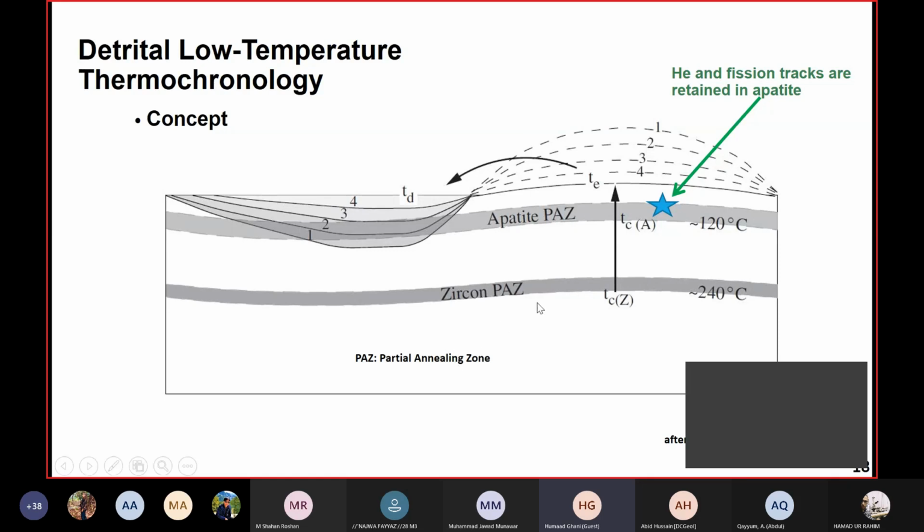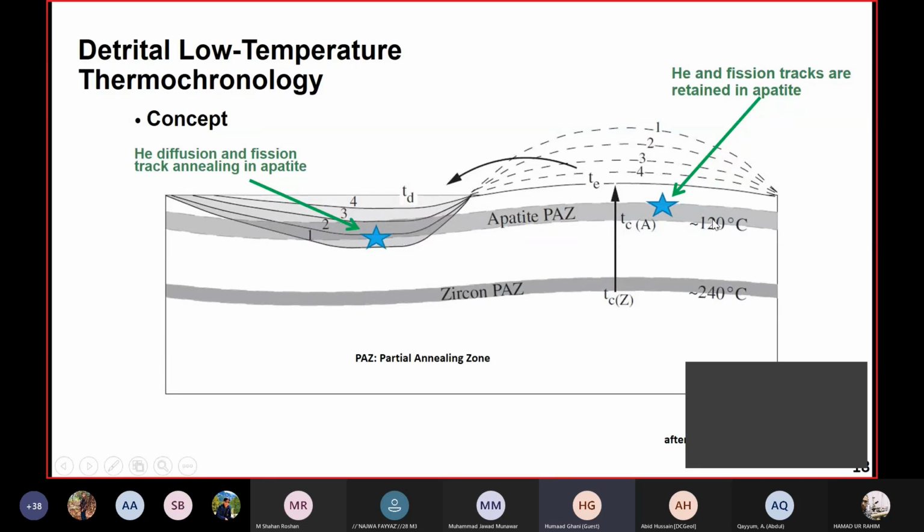And when they are exposed or eroded from the source region, like what we have in northern Pakistan today, all these strata are deposited into the sedimentary basins. If these rocks, in the form of sediments, go down into the sedimentary basin and go above temperatures like 120 degrees centigrade or 80 degrees centigrade, all the fission tracks and helium diffuse out of the system, and all the history of the source region is vanished.